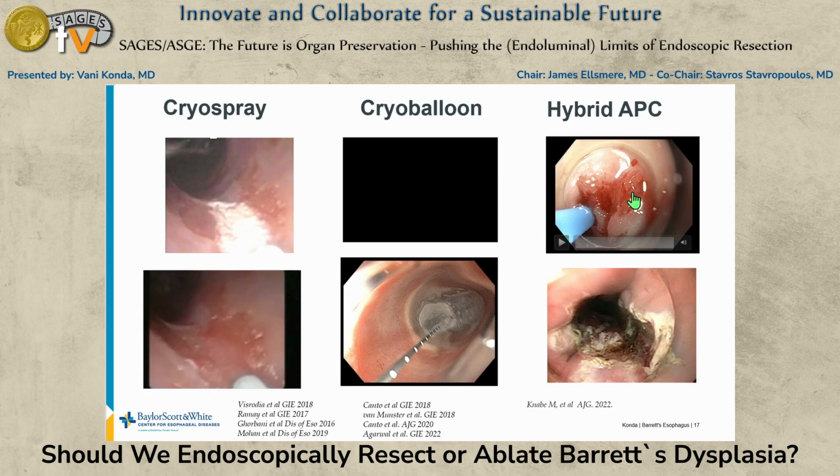We can use other ablation techniques, and these include the cryotherapy. There's the cryospray technique, which uses liquid nitrogen delivered through a spray catheter alongside a decompression tube that's placed in the esophagus and then the stomach. And the tissue is frozen upon contact, and then the cells actually die during the thawing process.